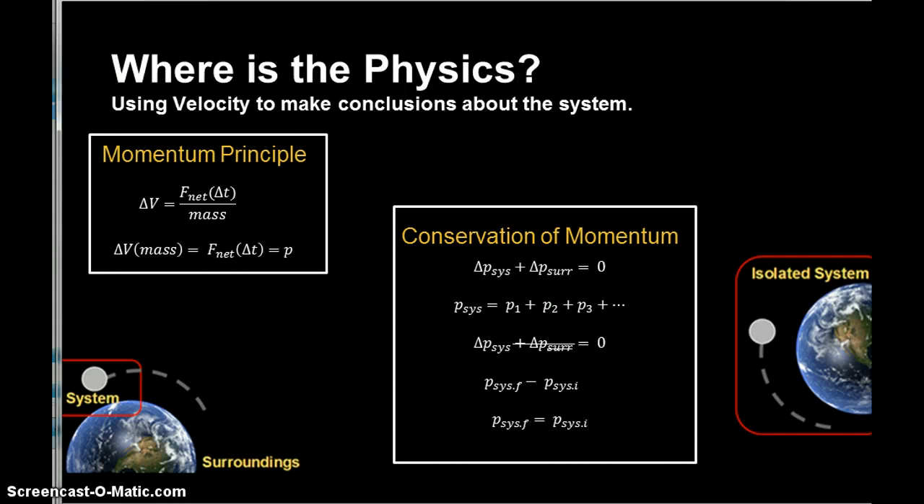Changes in velocity for a system, as supported by the momentum principle, give insight to the forces acting on the system. The momentum for a system is the vector sum of all the momenta of the objects in the system. The conservation of momentum describes that momentum cannot be created nor destroyed. Instead, it is transferred from one object to another. Therefore, the sum of the momentum in the system and the momentum of the surroundings is equal to 0.